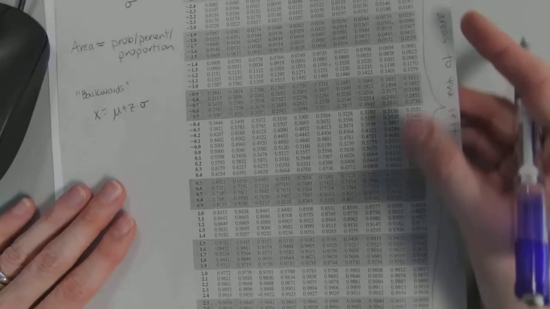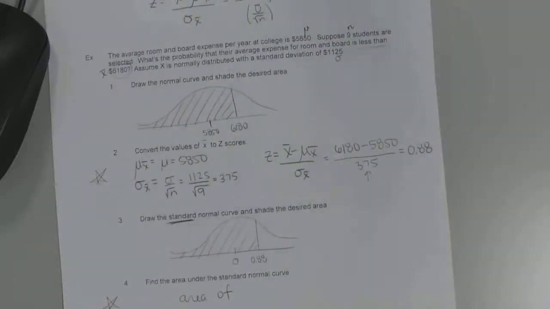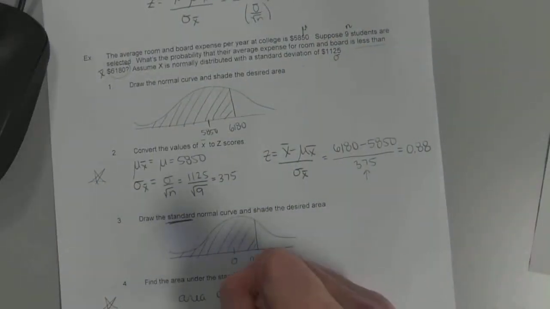I don't even have my chart. So we're going to go down to 0.8 and scroll over to the second to last column. 8106. Does that look right?